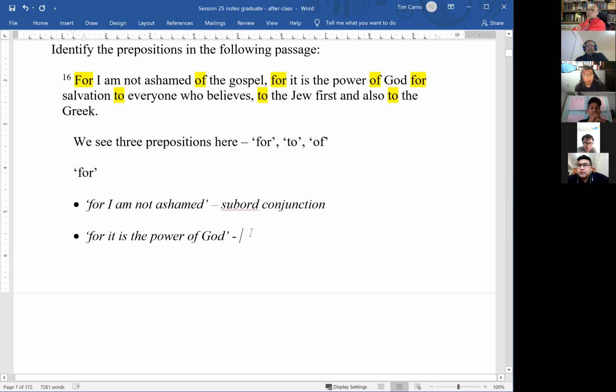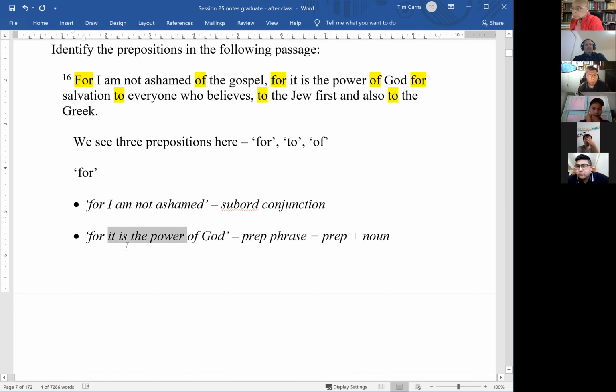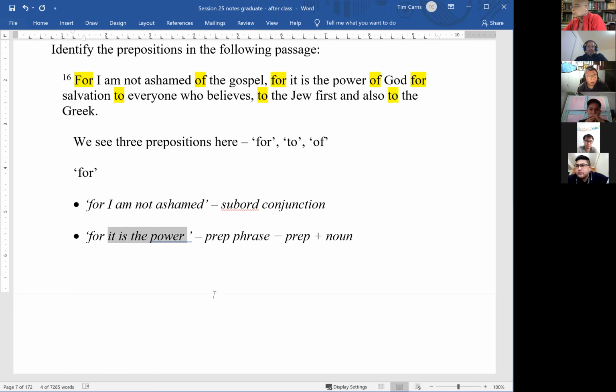I think, Pastor, it's functioning as a prepositional phrase. Okay, remember, a prepositional phrase is a preposition plus a noun. Is that what we see here? Is it just the word it that follows for? It is. There's a verb of being, and then there's an object. Yeah. So what is that? It is the power. Is that just a noun? Is this phrase just a noun? No, Pastor, it's not. Yeah, what is that? It is the power. Is that a phrase or a clause? It's a phrase.